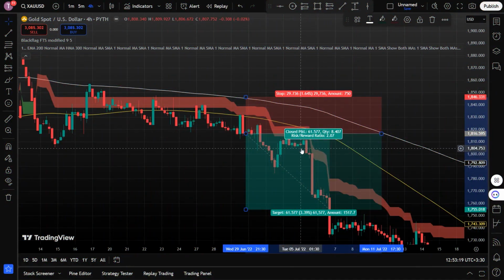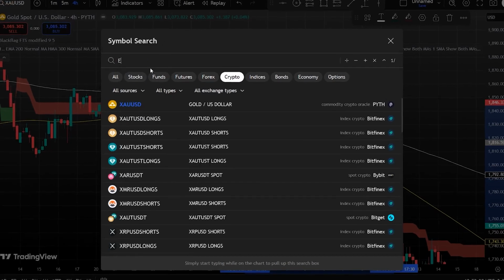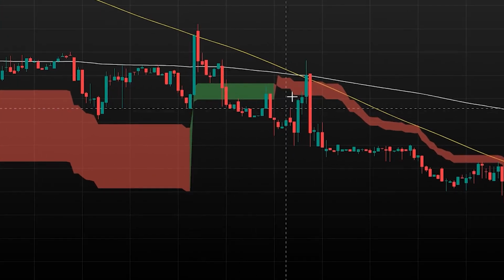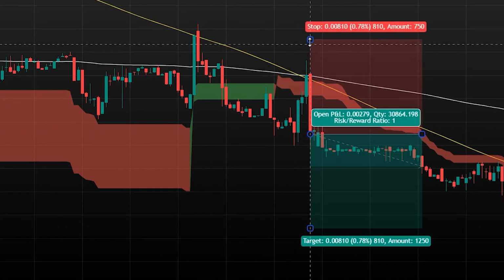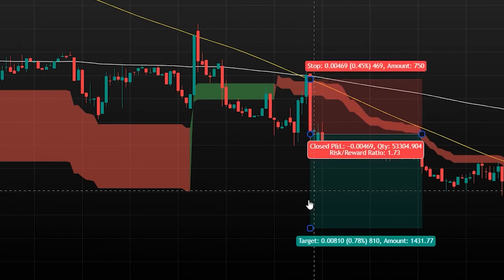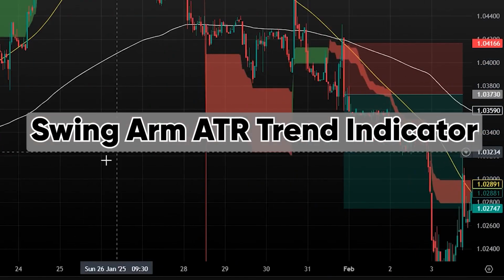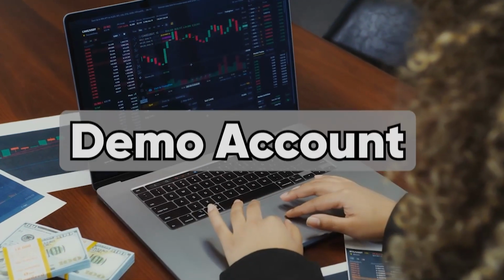Let's test this strategy on other assets to see the results. With this strategy, there's no need to guess trades anymore. We use the Swing Arm ATR Trend Indicator as a guide and confirmed our trades using moving averages. Always stick to your trading plan and maintain a good risk-to-reward ratio. If you're new, practice on a demo account first.